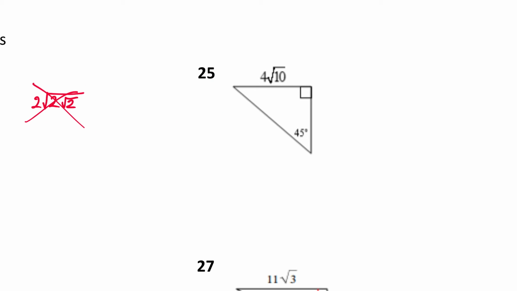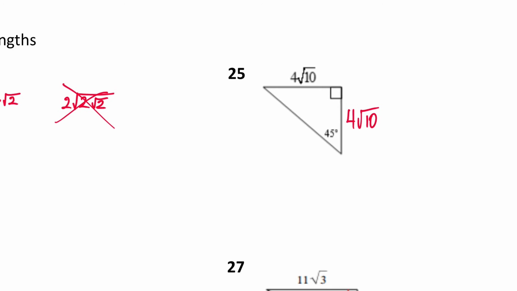Okay, number 25, this is the same thing. The two legs are the same. 4 square root of 10, 4 square root of 10. And this one is going to be 4 square root of 10 times square root of 2, which is what? 17.89. I think this is 17.89. I don't remember for sure. Okay, so 17.89. Yep.